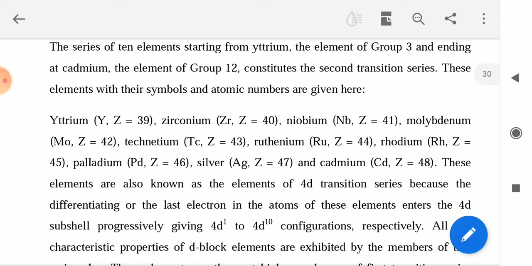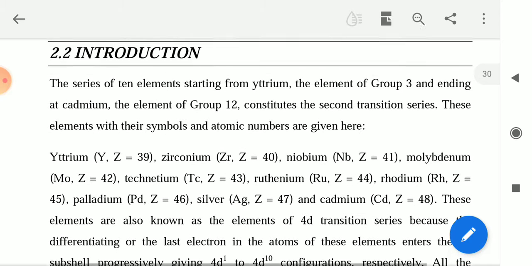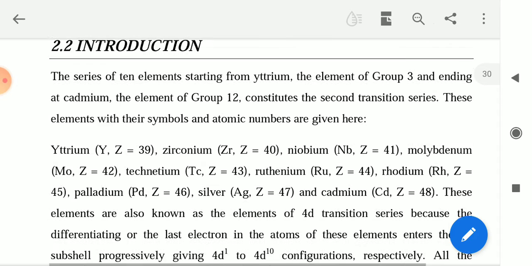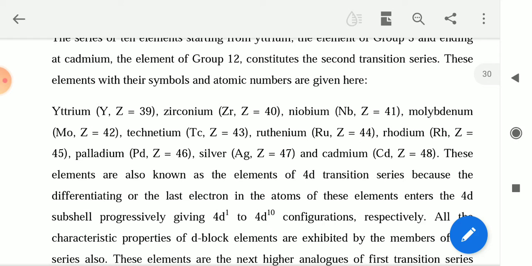Today I am going to teach you about the chemistry of the second transition series, which is the 4d transition series. The elements of this transition series start from group 3 with yttrium and end at group 12, which is cadmium. So the electronic configuration and the names of the atoms you can see here: yttrium, zirconium, niobium, molybdenum, technetium, ruthenium, rhodium, palladium, silver, cadmium.